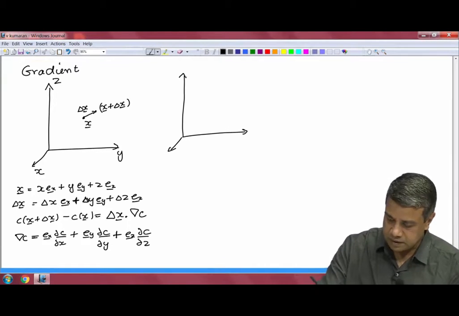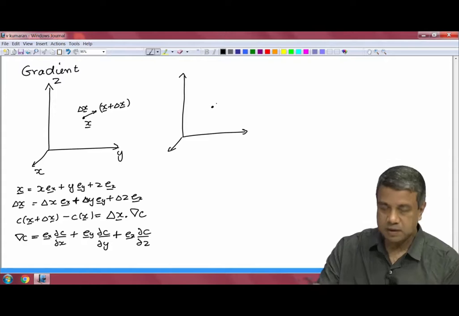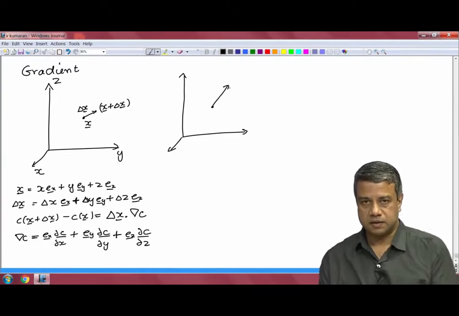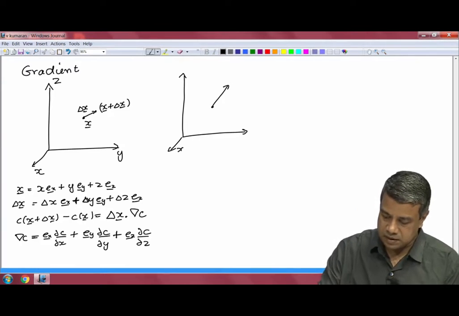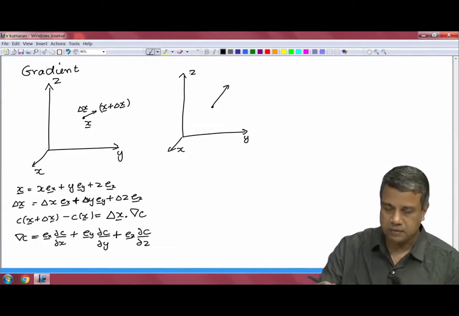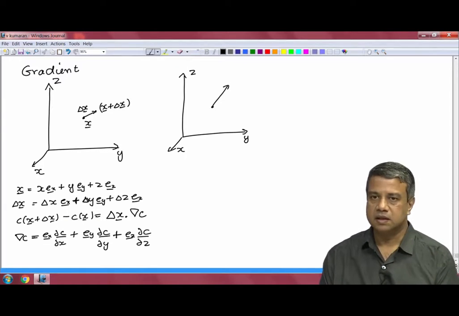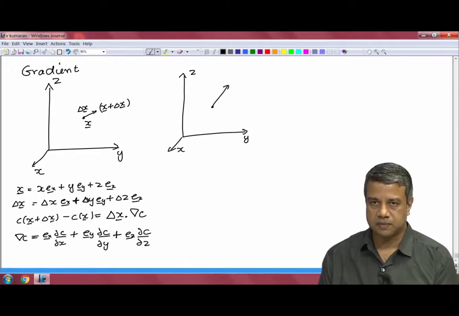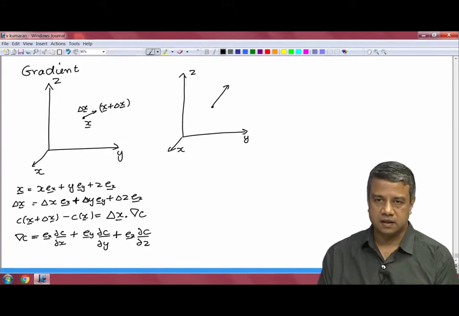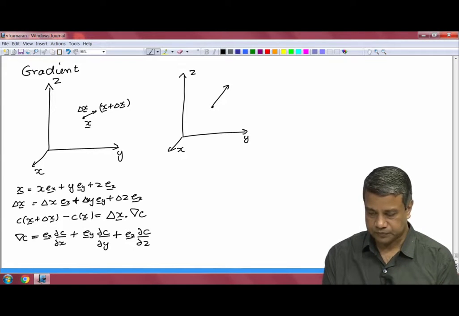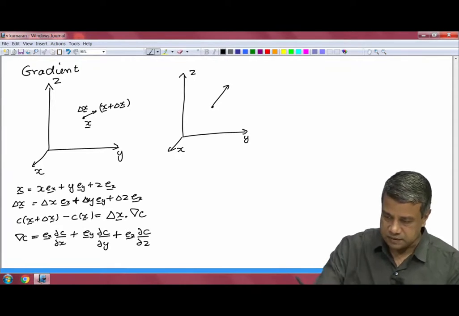Though I have written the gradient in terms of its components, the gradient is actually a vector at this point, which has a particular magnitude and a particular direction. And that magnitude and direction is independent of the underlying coordinate system that is used to analyze the problem. The components will depend on the coordinate system, but the magnitude and direction are real physical quantities which are independent of the coordinate system. So, this is the definition of the gradient.